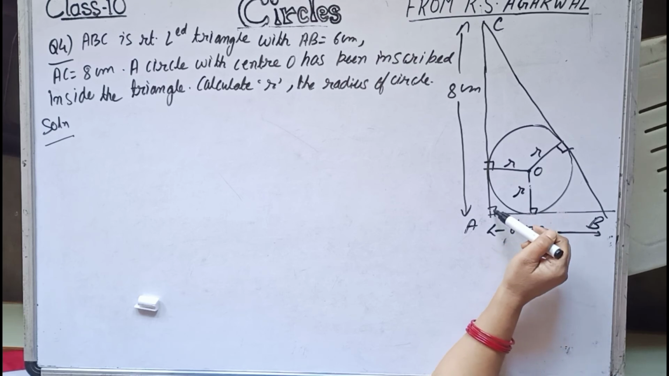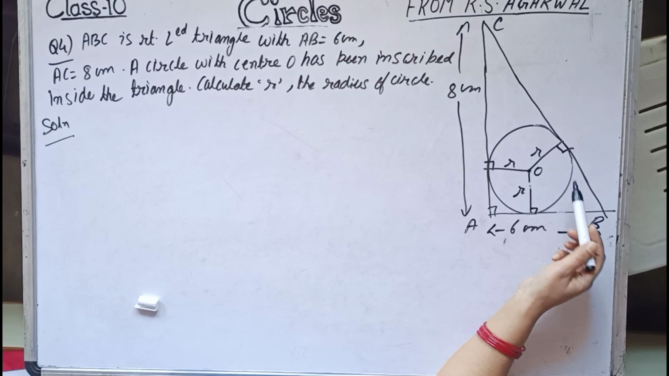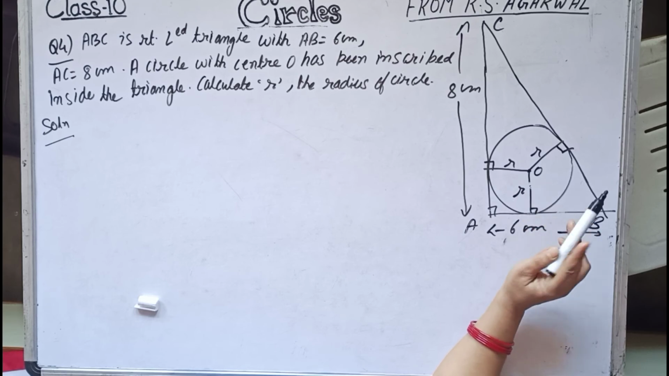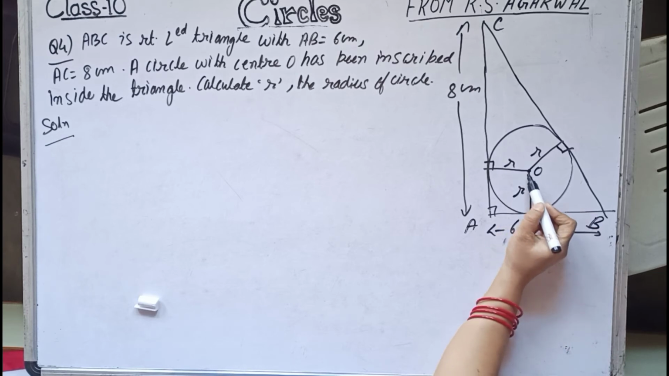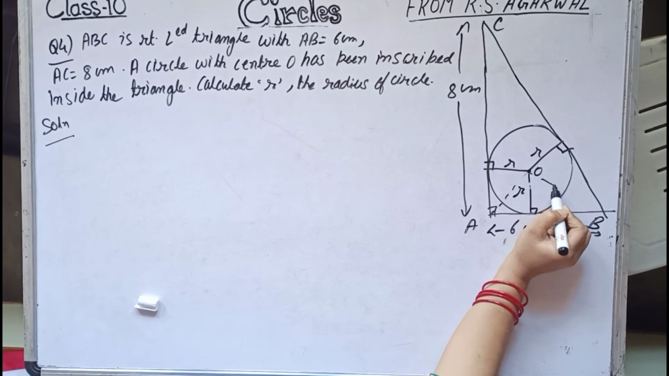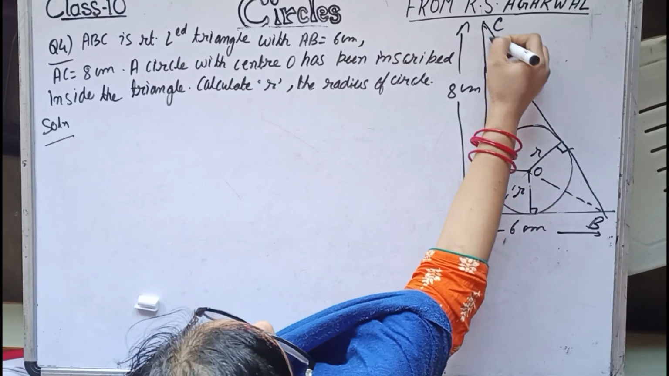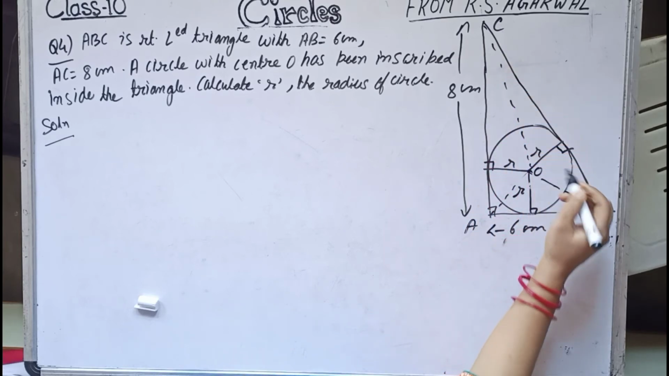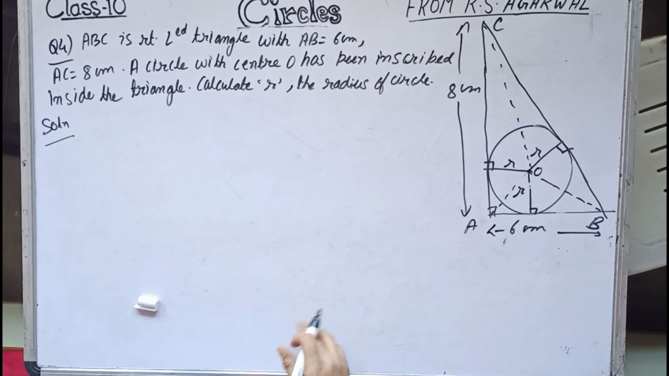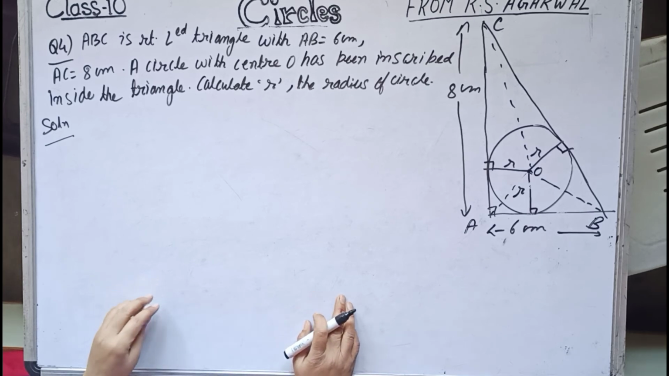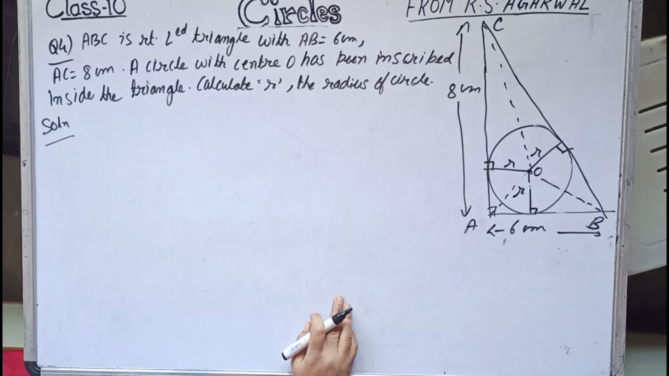But here it is given as a right angle triangle, so we will find the area of this right angle triangle by two methods. Once by half base into height, and the other by area of triangle ABC equals area AOB plus BOC plus COA, and by equating those we will get the required thing. Over here we have to get the radius of the circle. So let us start.